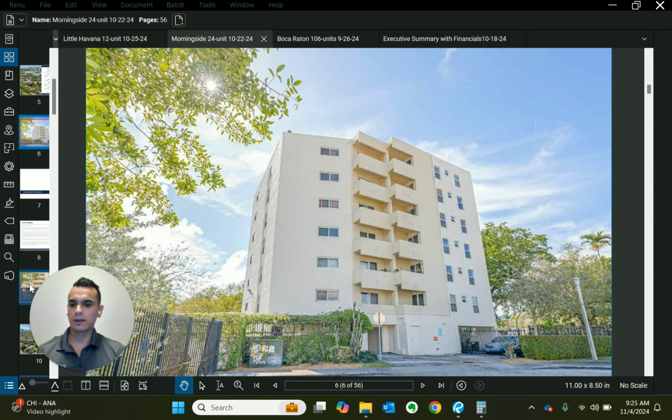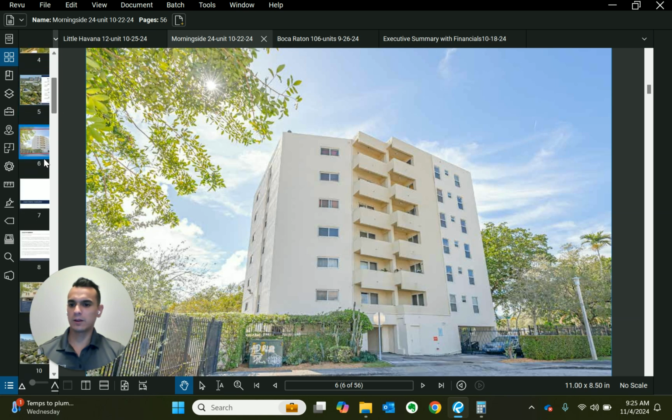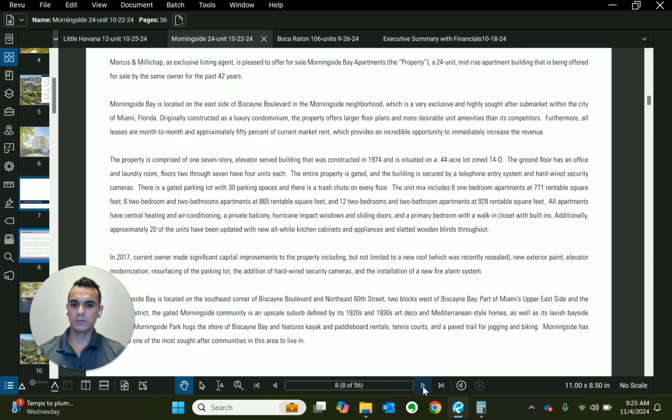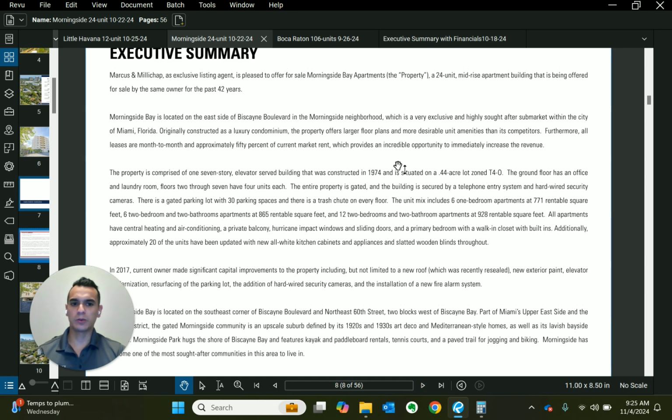Right, let's go through a couple more of these. Kind of seeing some fluff pages in between here. Investment overview. All right, so let's read through this page, see if anything jumps out.